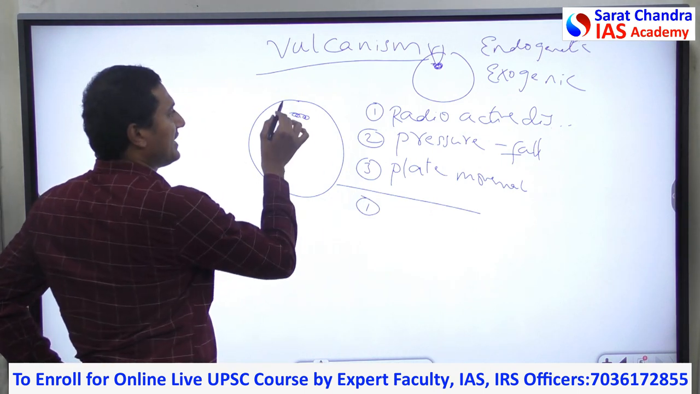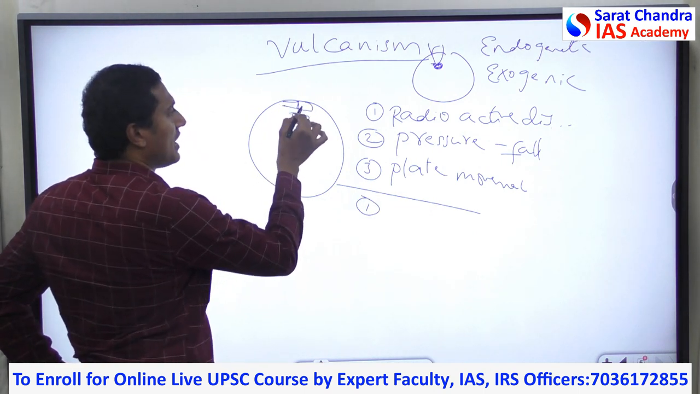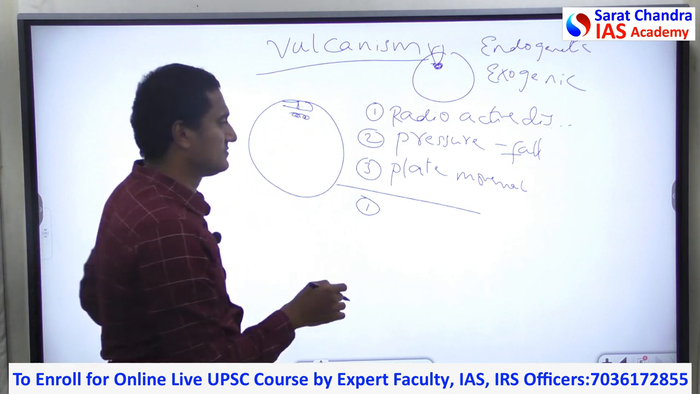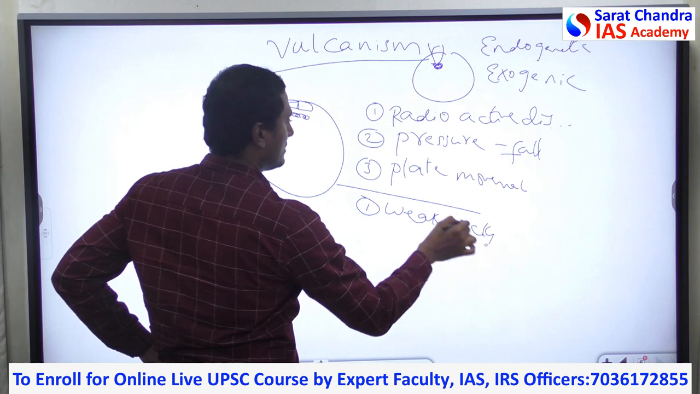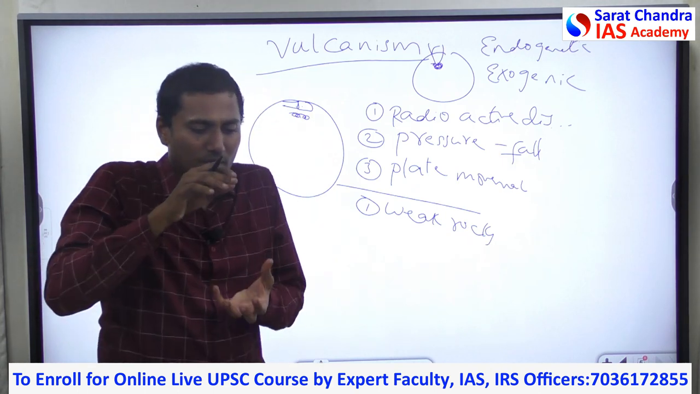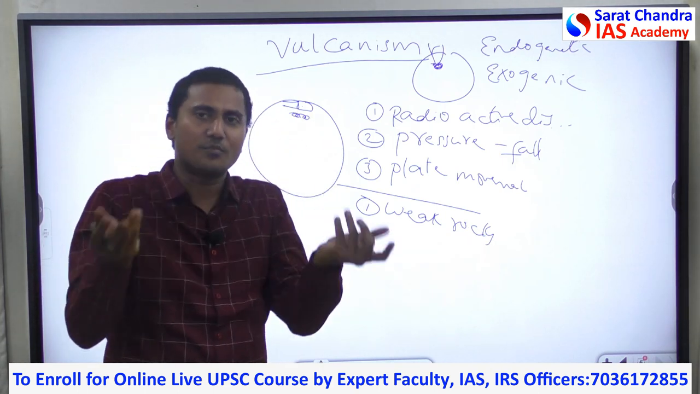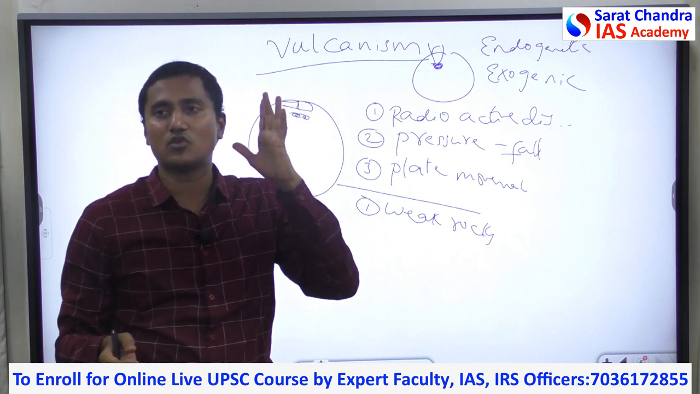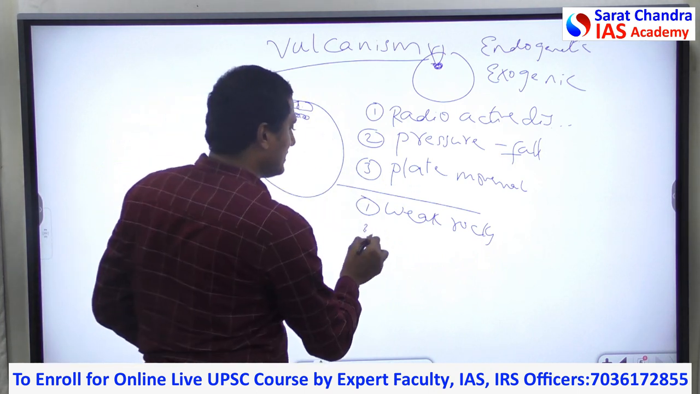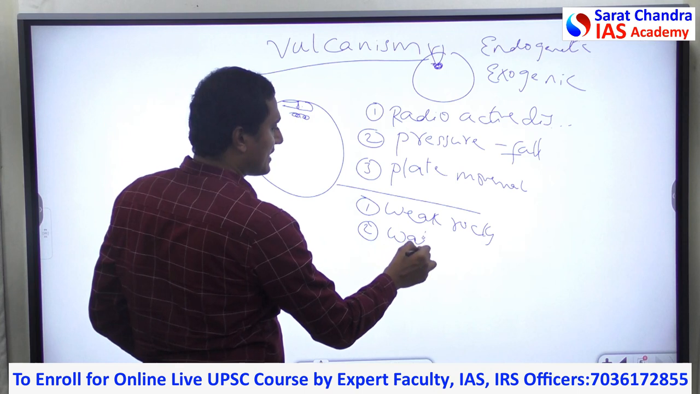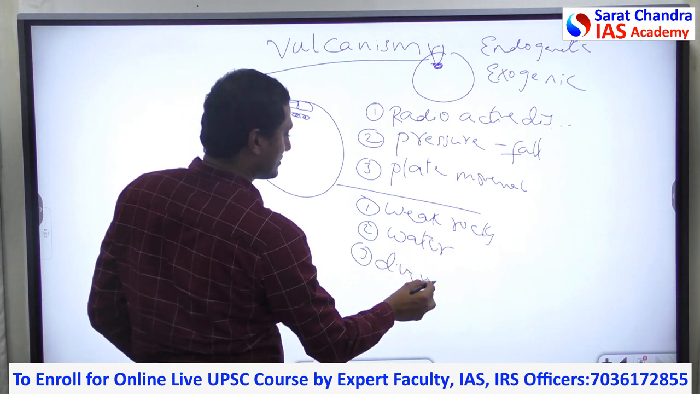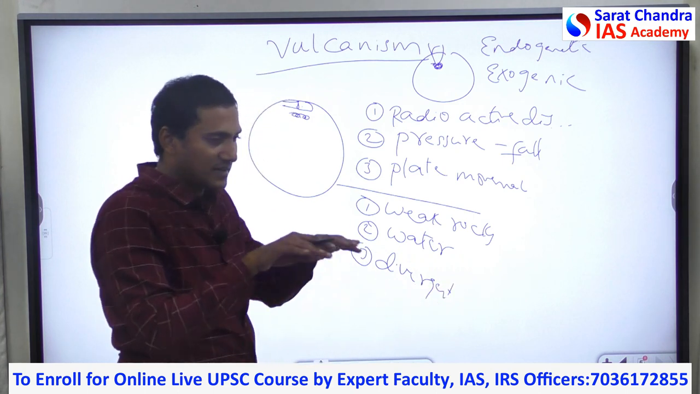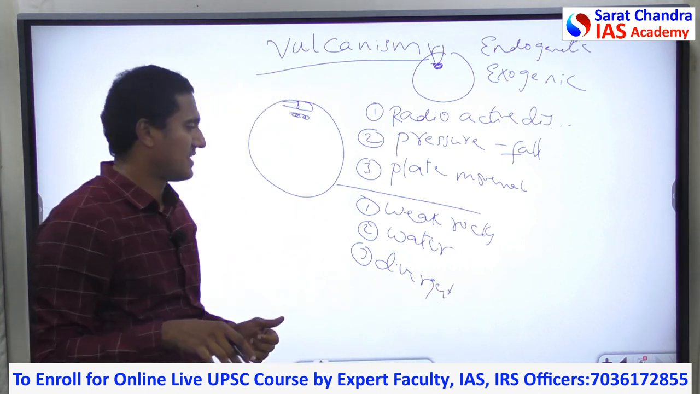One condition is, sometimes the rocks are weak. Because of magma heat and pressure, the weak rocks break and magma comes out. Second reason is divergence of plates. Because of divergence in the plates, magma will come up.